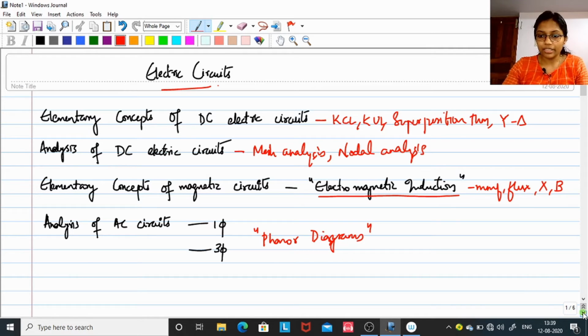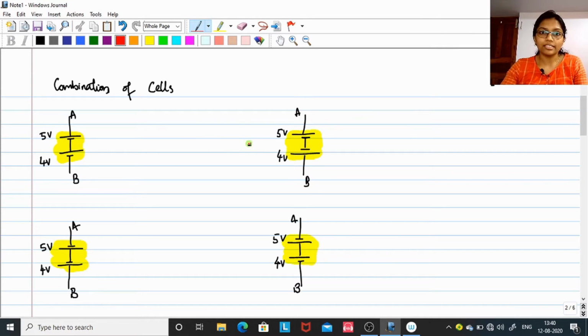Okay, starting with combination of cells. I have arranged 5 volt battery and 4 volt battery in 4 manners. That is, 5 and 4 volt battery are arranged in series. Here negative polarity of 5 volt and positive polarity of 4 volt is connected together. Here you can see positive of 5 volt and negative of 4 volt is connected. And here negative polarities of both the batteries are connected together, and here positive polarities of both the batteries are connected together. So definitely we will be having a net EMF for all these combinations.